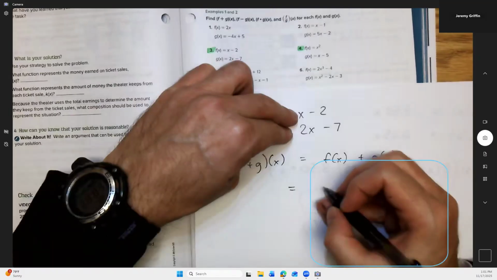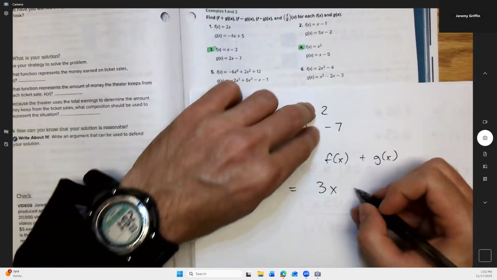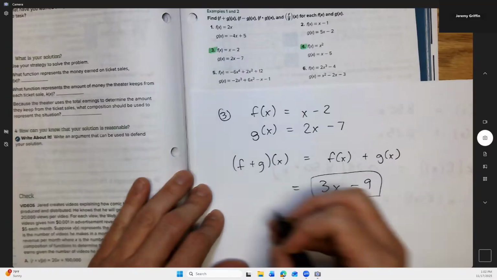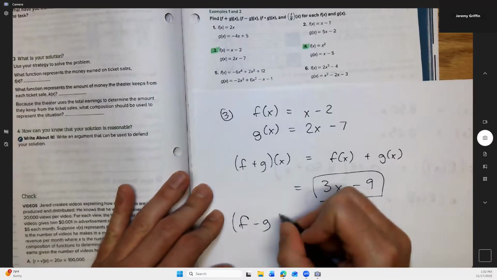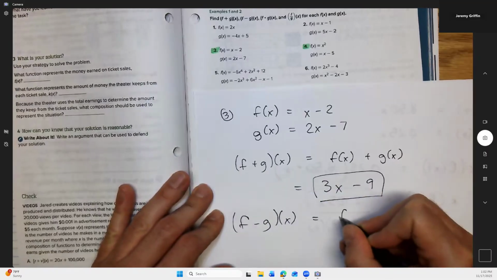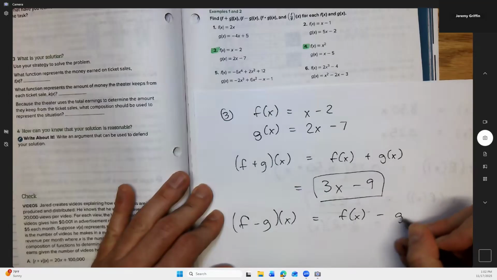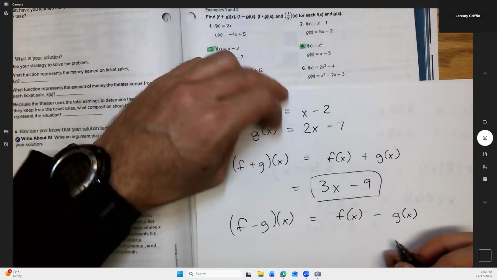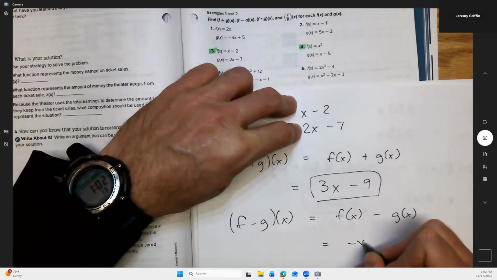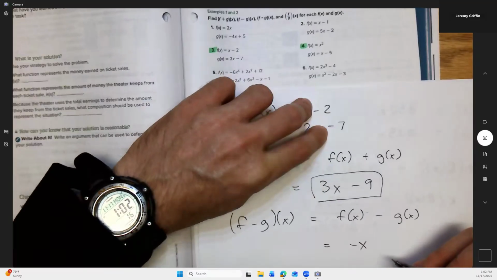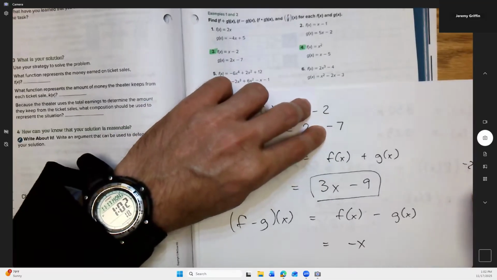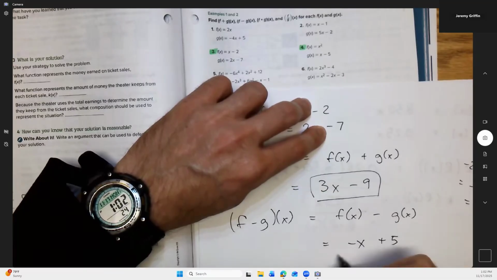So add like terms. I got 3x here. I get negative 9 here. Boom, done. What's f minus g of x? That'd be f of x minus g of x. I'm going to have to subtract. So x minus 2x would leave me with negative x. Negative 2 minus negative 7 is the same thing as negative 2 plus 7, which is 5. So it'd be plus 5.